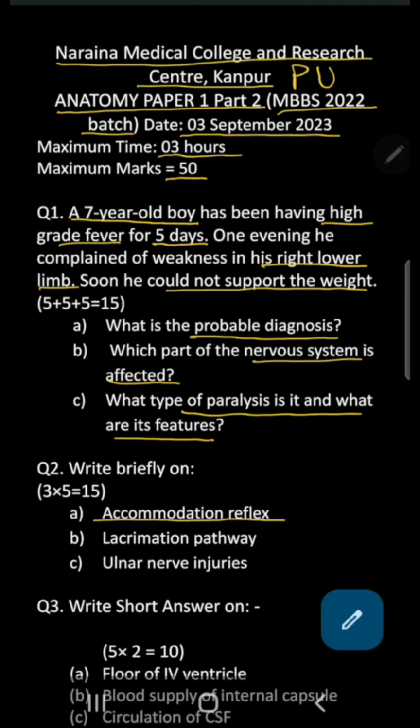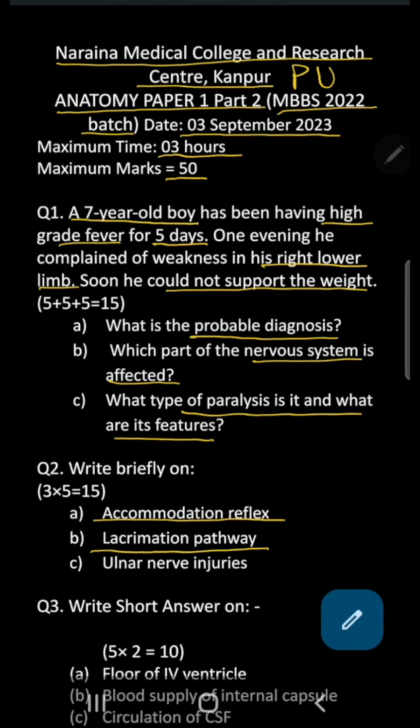So all these 3 points need to be discussed here in accommodation reflex, and I have uploaded a video on this accommodation reflex. I am attaching the link in the description of this video. You can watch it from there. Then next one is lacrimal pathway. This lacrimal pathway is actually the pathway which passes through the pterygopalatine ganglion, right from the lacrimatory nucleus through the greater petrosal nerve via the facial nerve.